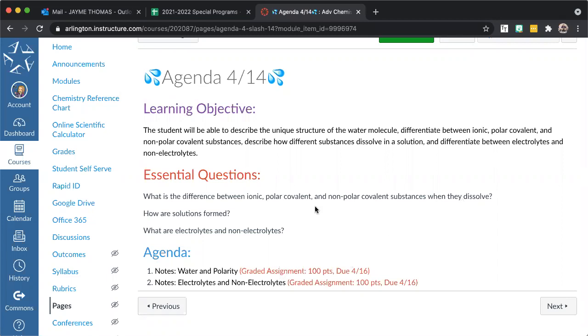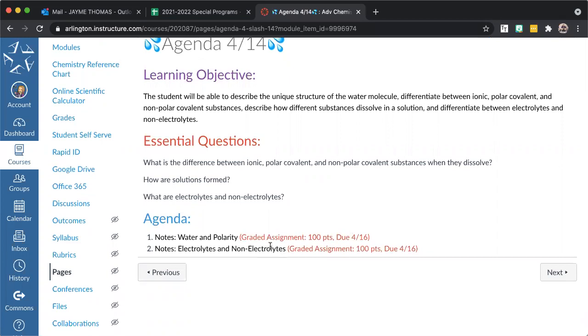Okay, so down here on the agenda, just note that both of these are going to be for grades. The second one, the electrolyte one, is pretty short. It's not as long as the first one. So just make sure that you're working on both of them. If you don't get them both done by Friday, it's okay. You can catch up over the weekend if you need to. But I did want to make both of them available today just so that you know we're catching up since you had a couple of makeup days last week.